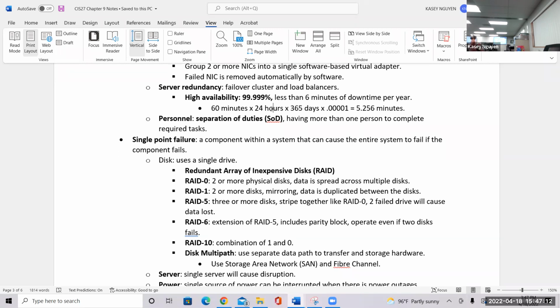Some companies are going for 7 nines. That means even less. So how can I achieve only 5 minutes of downtime? What do you think? You have to come up with a solution. In the whole year, all your servers can go down for about 5 minutes. How can I achieve that?